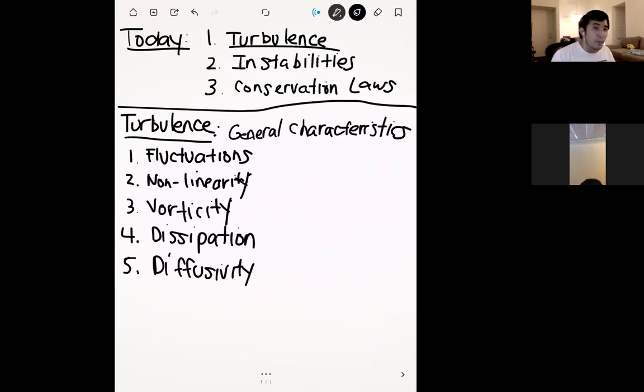Like if you want to mix the milk in your coffee, you don't stir it slowly in nice, even patterns. You stir the crap out of your coffee in order for it to mix most efficiently. So for applications where you need efficient, strong mixing, you're going to want to have turbulent flow, because that's going to enhance it. Okay.